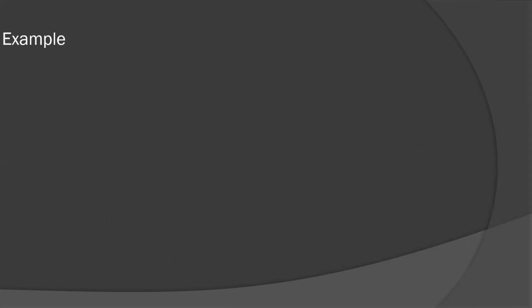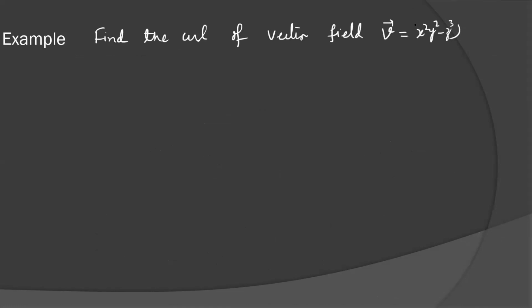Let's see one example here, similar to the example I saw for the divergence. Find the curl of the vector field V equal to (x square y square minus z cube) i plus 2xyz j plus e to the power xyz k.